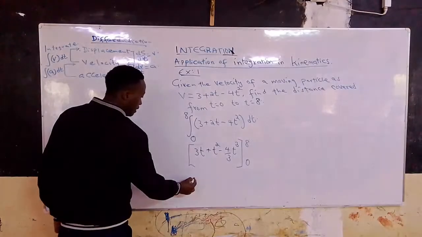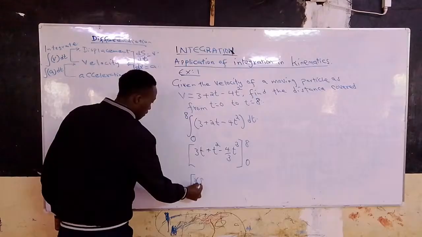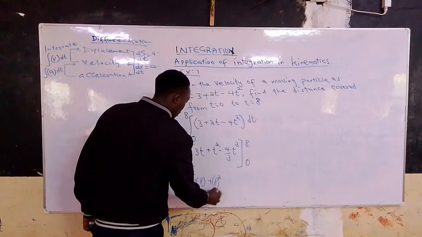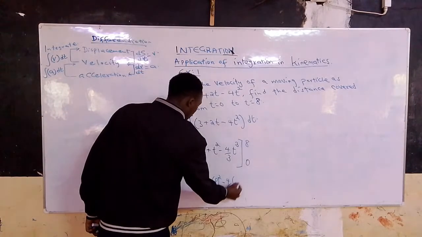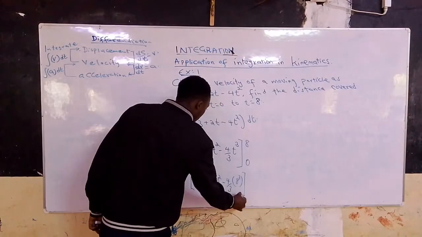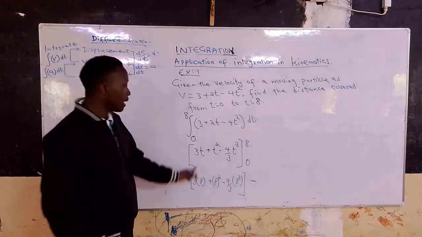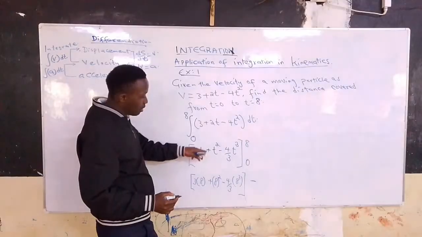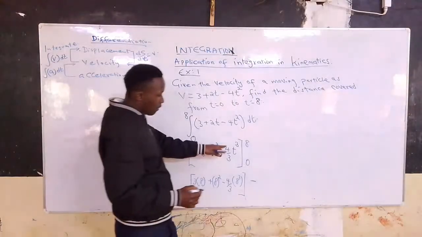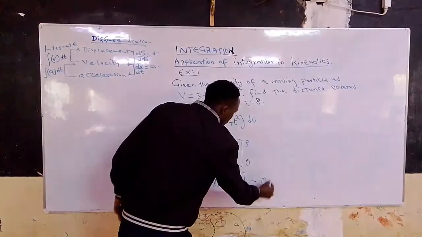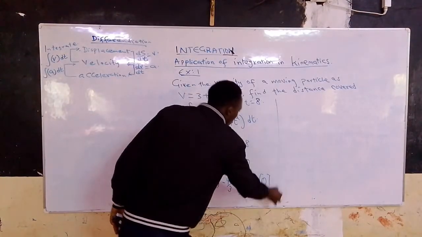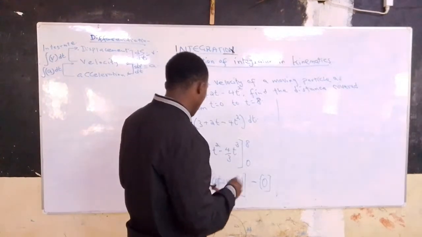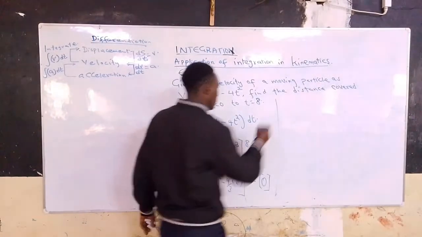3 multiplied by 8 plus 8 squared minus 4 over 3 times 8 cubed, minus, when we substitute all this, it will give us 0. 3 times 0 is 0, plus 0 squared is 0, 0 cubed is 0, so everything is 0. There is no need of writing that. I know we are quite conversant with it already. So we will now proceed and get 3 times 8 is 24.